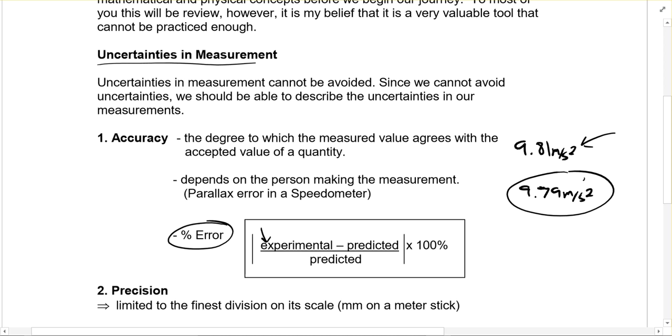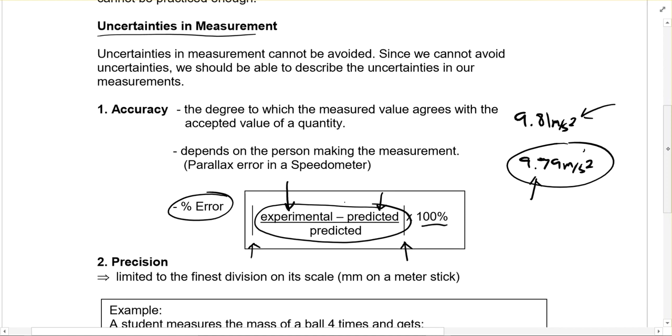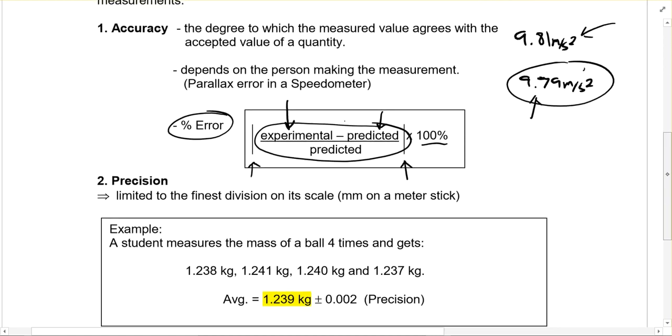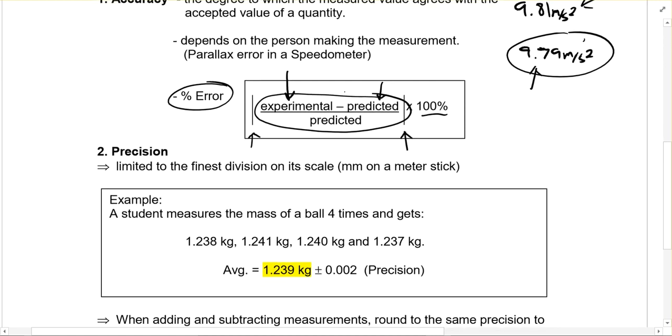All you do for that is you put in your experimental value here. So that's going to be your 9.71 meters per second squared. That's your experiment, right? You subtract the predicted value, which is 9.81, and then divide it by the predicted value. What these lines on the side mean is absolute value, right? So if you get a negative answer in here, you just make it a positive, and then multiply by 100. That gives you your percent error. I'll give you guys a chance to do some of these questions at the end of this lesson. So that's accuracy, how far off you are from the actual predicted value.